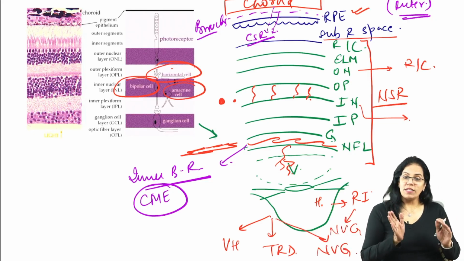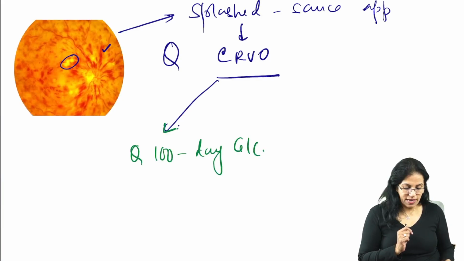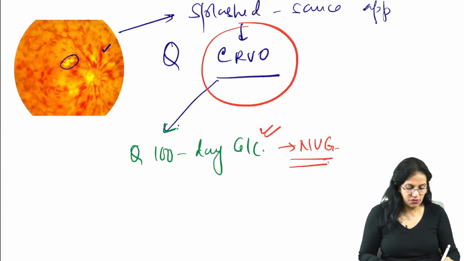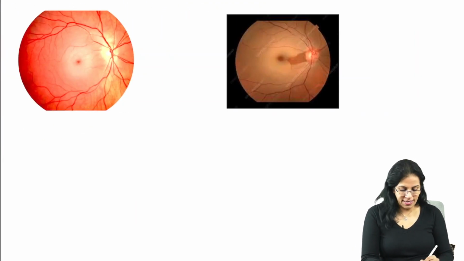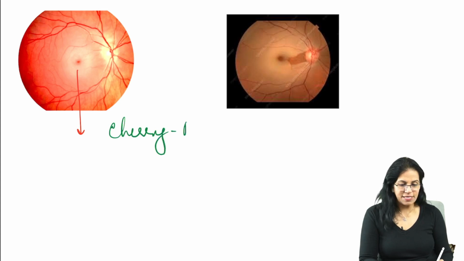Clear? So what is happening in CRVO? This neovascular glaucoma is seen after 100 days. This is the reason we call it 100-day glaucoma. It's a feature of CRVO. Next slide. What do you see? I can see a cherry red spot. Yes, we are looking at cherry red spot. Very, very important for your exams. Repeatedly asked. Cherry red spot, what can be the causes?